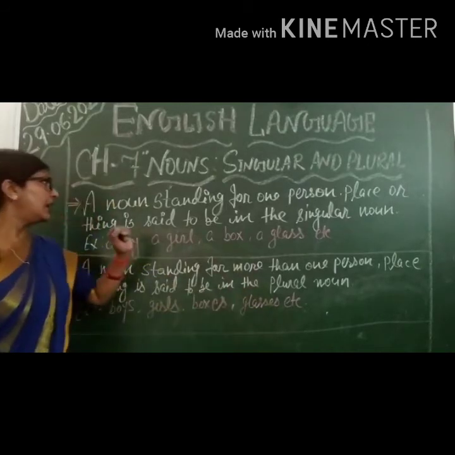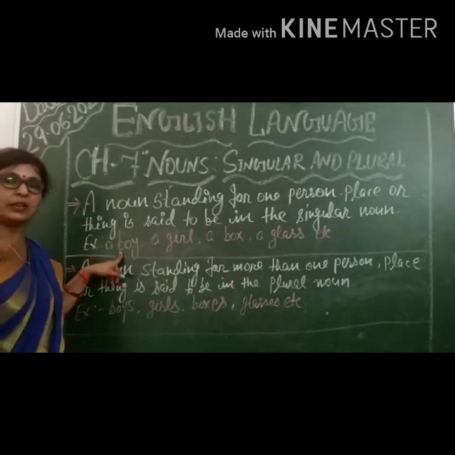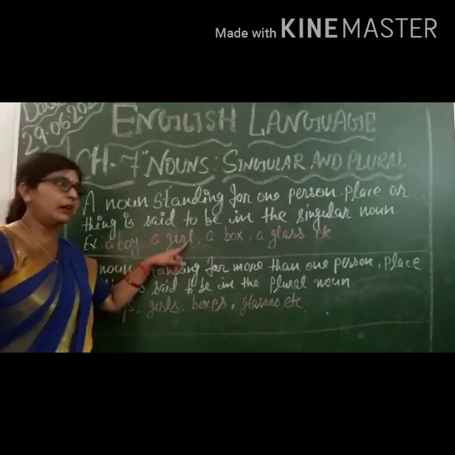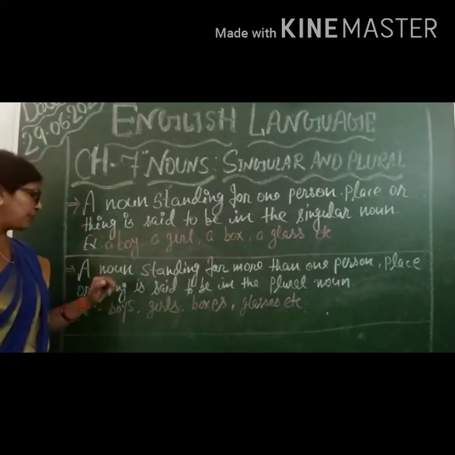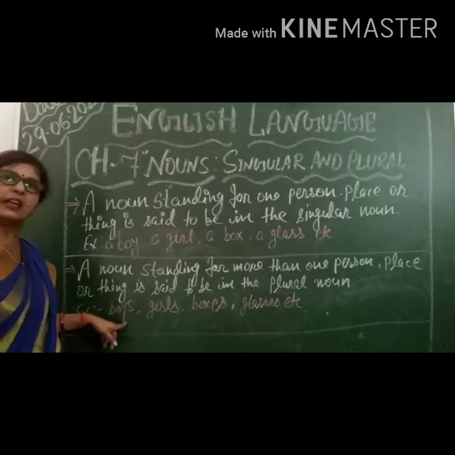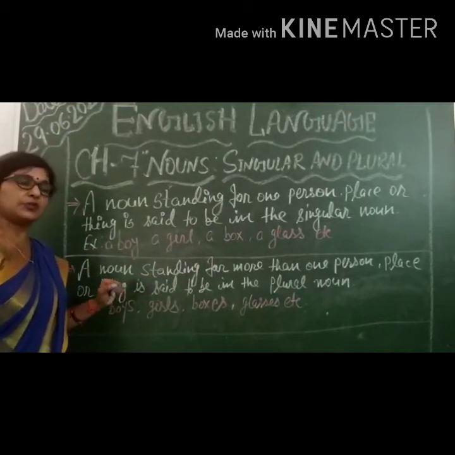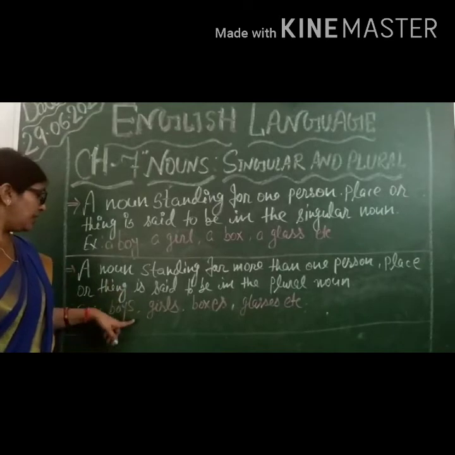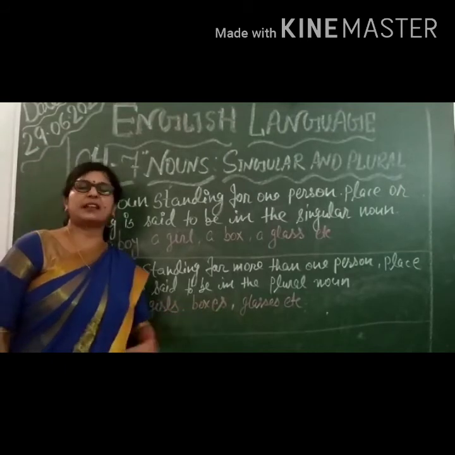Here you can see in a singular form, children, a boy is mentioned. Okay, a boy, a girl, a box. In the same way, for plural form, we have to add s or es, as I have already explained. So, these are the examples of plural form: boys, girls, boxes, glasses, etc.